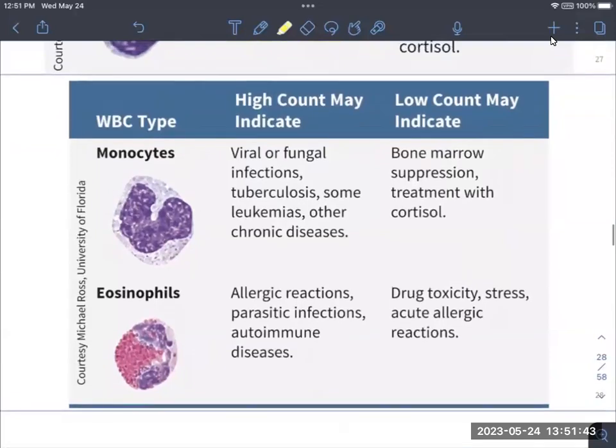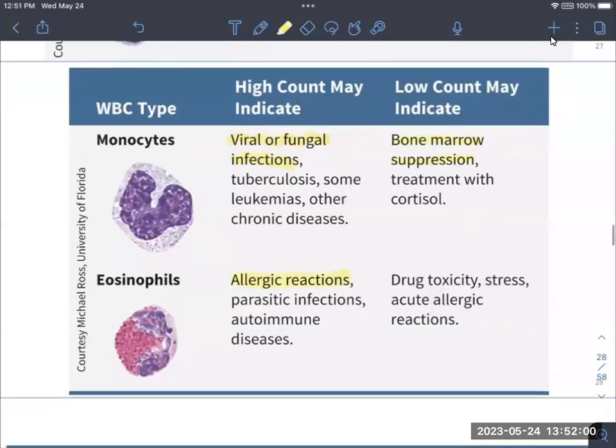Monocytes. Viral infections or fungal infections are going to make them really high. Bone marrow suppression can lower that count. Those eosinophils get high in allergic reactions, parasitic infections, even autoimmune disorders. If you're under constant stress, eosinophils will get lower.